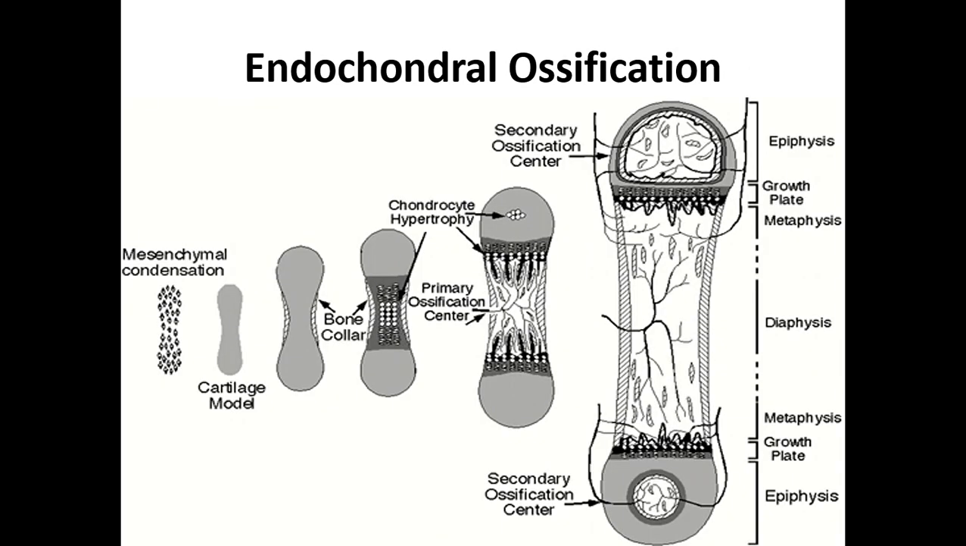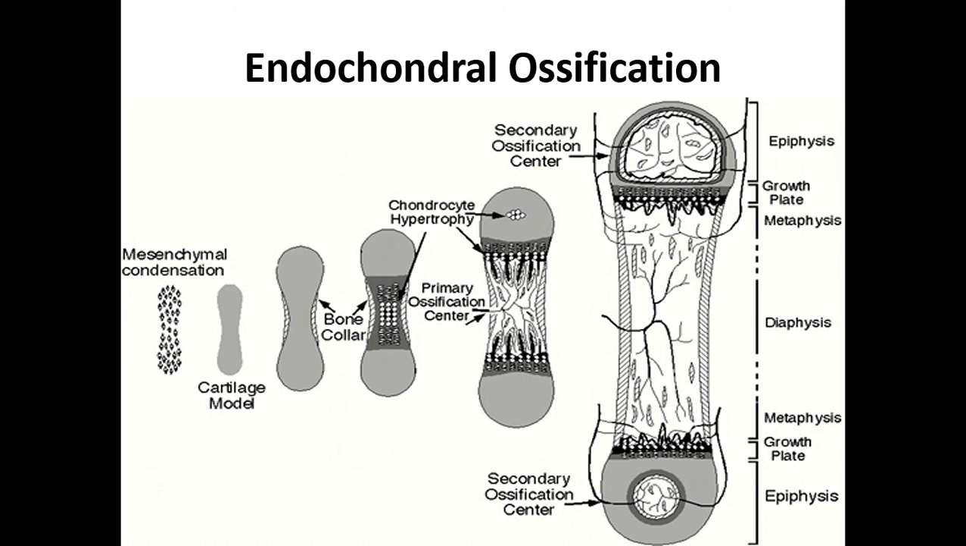So we have now here the process of endochondral ossification involving long bones of the body. We have both ends of a long bone. We have the metaphysis on both ends and the epiphysis. Now we know that the epiphysis is the growth plate of long bone.